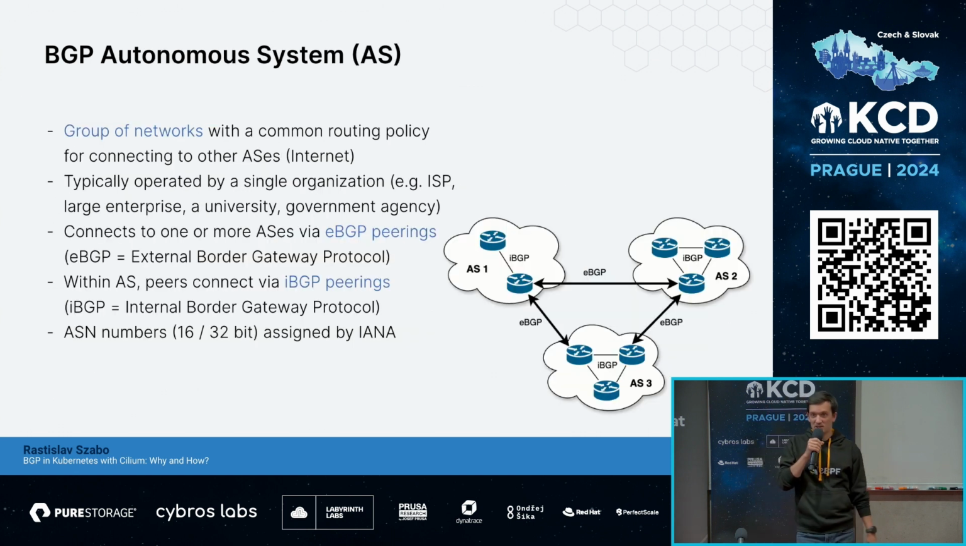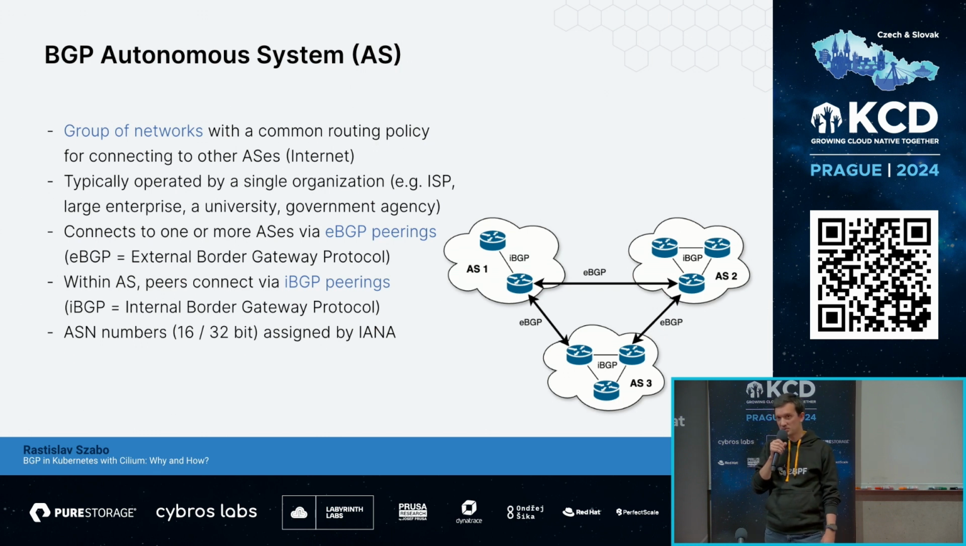Another important aspect of BGP is the notion of autonomous systems. A BGP autonomous system is a group of networks with some common routing policy for connecting to other autonomous systems or the internet. An autonomous system is usually operated by a single organization. It may be some internet service provider, large enterprise, university, government agency, and similar.